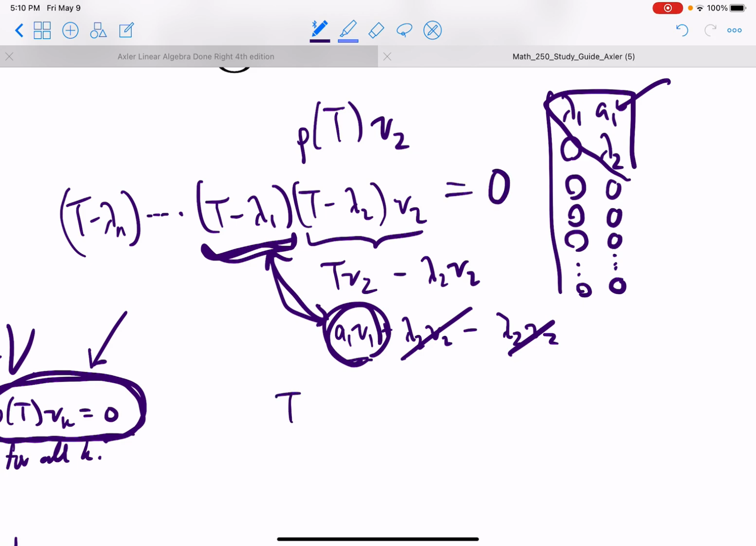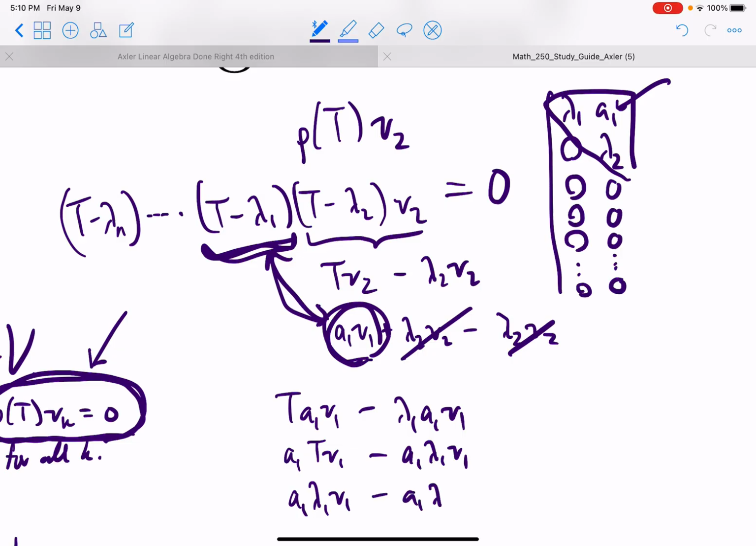Do you see why? Because T a1 v1 minus lambda 1 a1 v1, and then the a1 pulls out, and T v1 is just lambda 1 v1. So that's 0. Then the rest of them hit 0 and give 0.